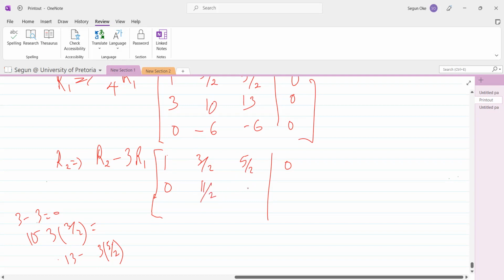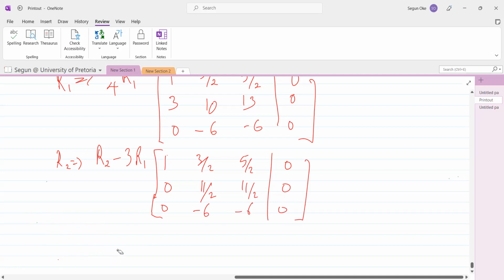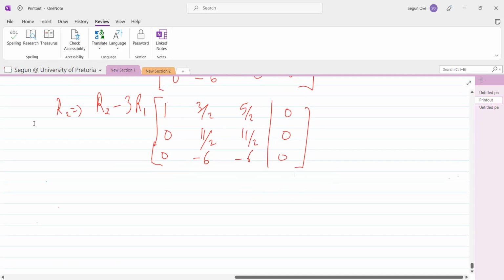So this one will be what now? 11 over 2 again, 0. Then our 3 will still remain 3, right? So what do you do at this point? How can we reduce? Something is common to row 2 that we can use to reduce them.